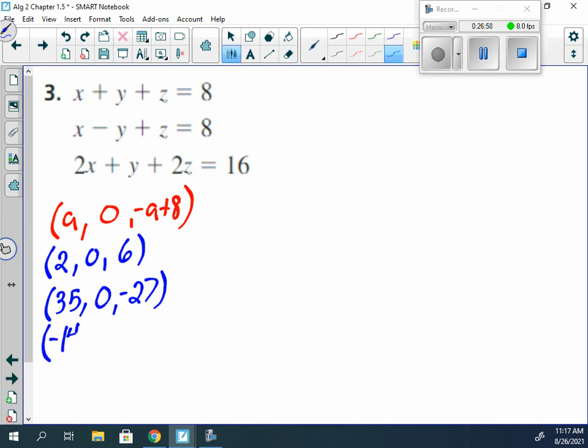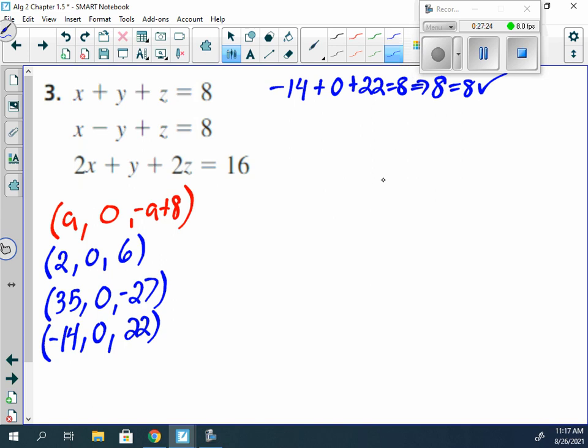So that would be negative 14, comma, 0, comma, well, negative a, so negative 14 would just be 14, plus 8 is 22. So for our first equation, it'd be negative 14 plus 0 plus 22 is equal to 8. Well, 22 minus 14 is 8. The next one would be negative 14 minus 0 plus 22 is equal to 8. Well, as we saw in the first one, it's still going to work out, 8 equals 8.